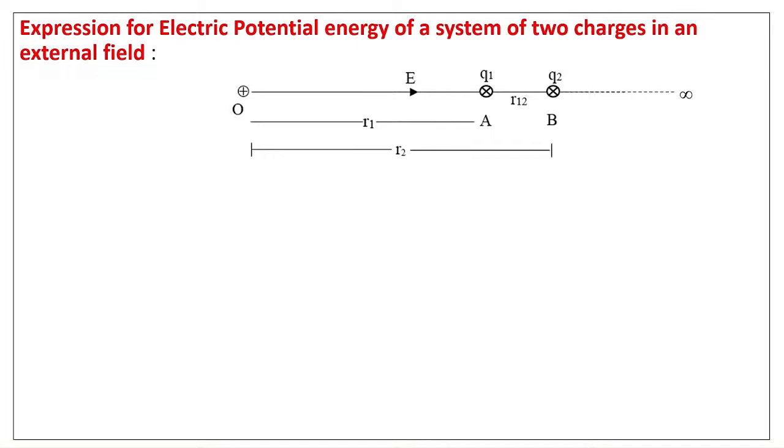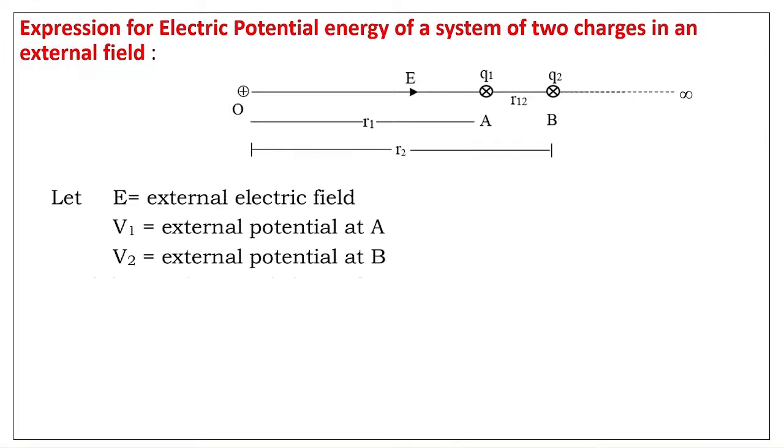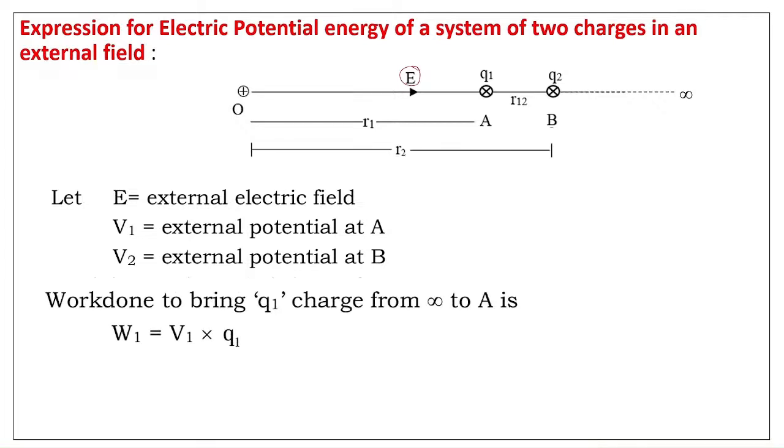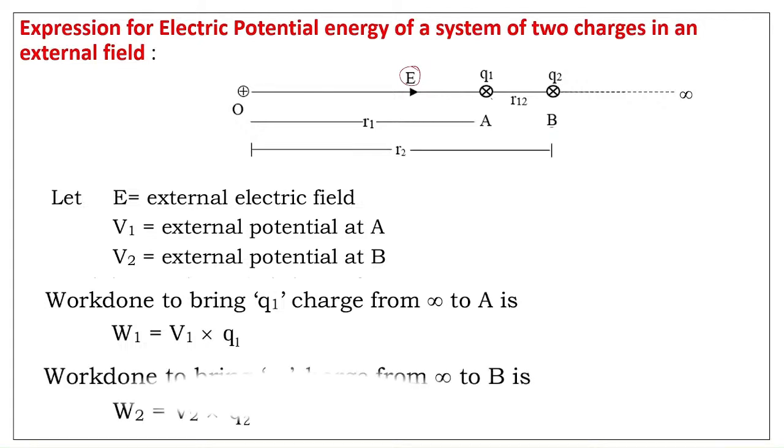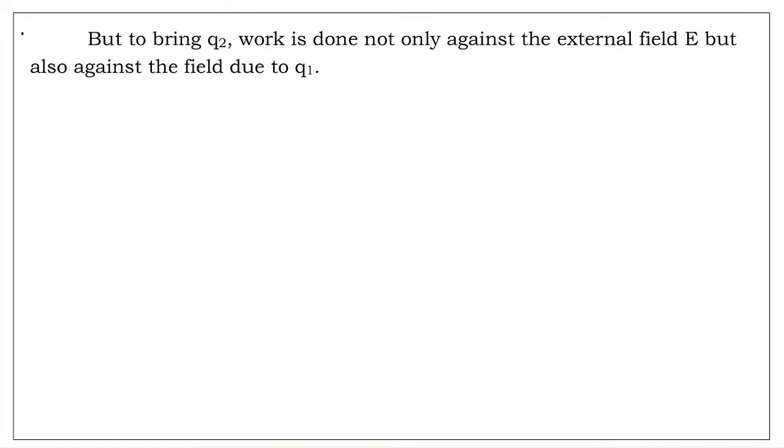From figure, let E be external electric field. V1 is external potential at A. V2 is external potential at B. Work done to bring Q1 charge from infinity to A is W1 is equal to V1 into Q1. Work done to bring Q2 charge from infinity to B is W2 is equal to V2 into Q2. But to bring Q2, work is done not only against the external field E but also against the field due to Q1.